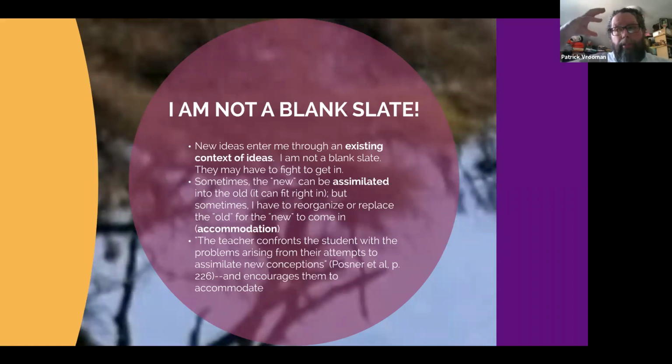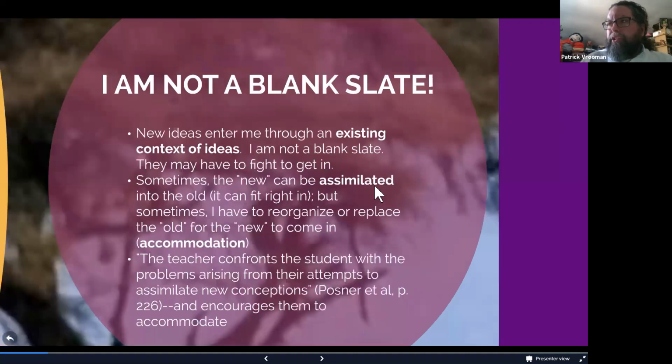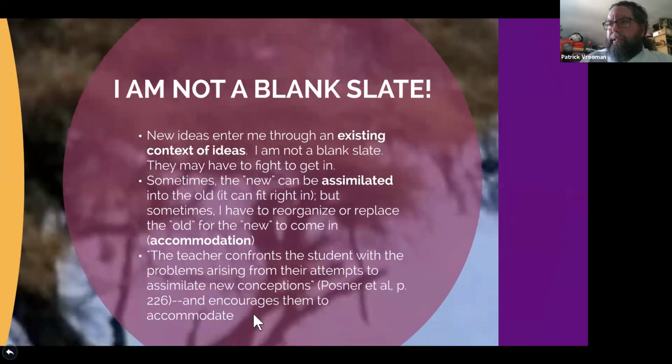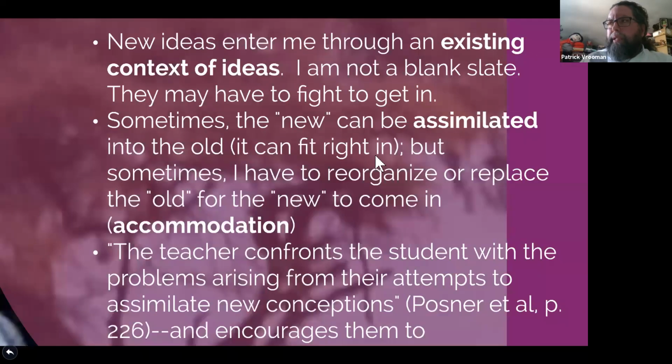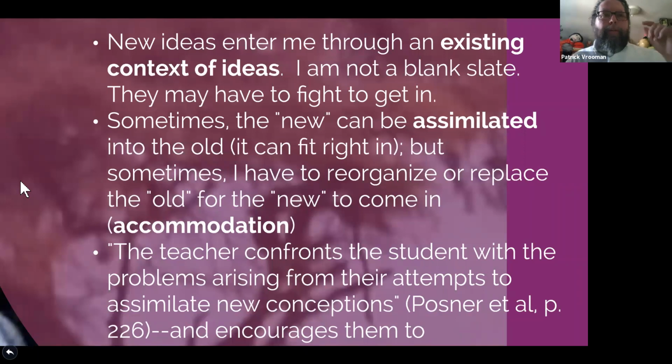in this conceptual ecology. And the job of a teacher, look down at the bottom point there, is to kind of confront students with their attempts to not change their concepts. So there's a couple of ideas here, and you can see them highlighted on the screen. One idea is assimilation, and the other idea is accommodation, okay? So those two ideas are important for us here.